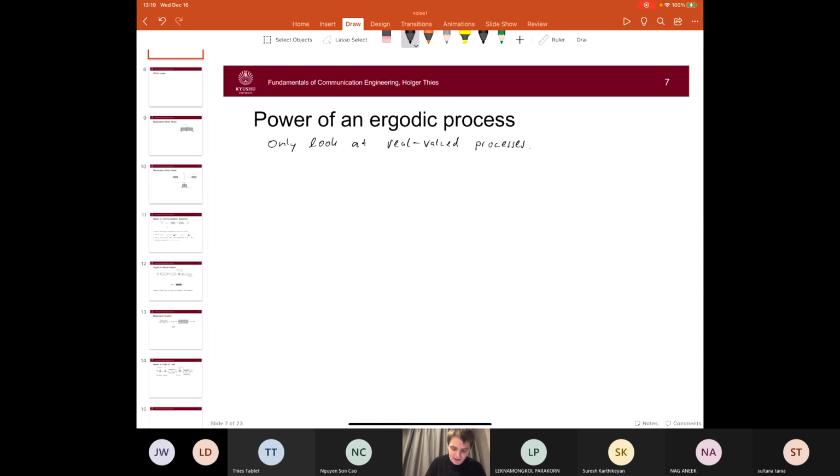And then we can compute the power of one realization by taking just the formula that we had for the power, right? So 1 over T times the integral over T of x(t) squared dt.